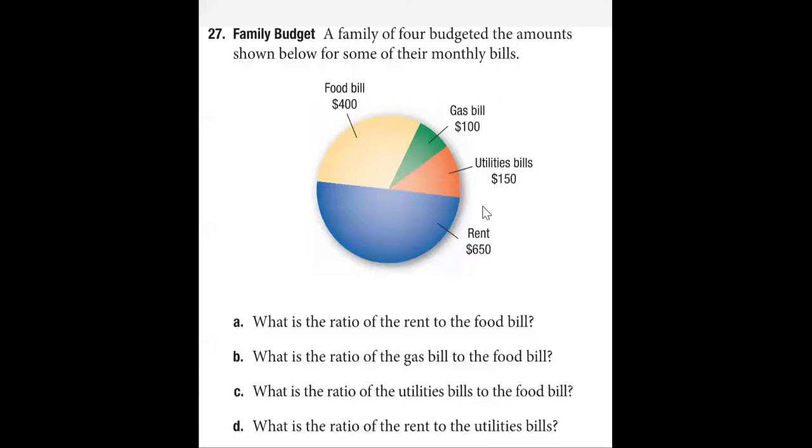Righty. So, a family of four budgeted the amounts shown below for some of their monthly bills. What is the ratio of the rent to the food bill? The rent to the food bill, right? So what is the rent? 650 to 400. Okay, good.